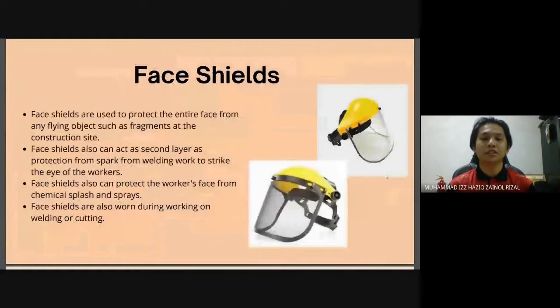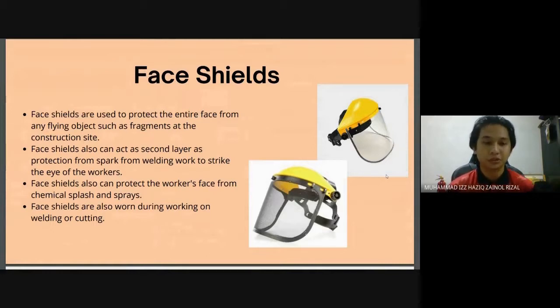Next is face shields. Face shields are used to protect the entire face from any flying objects such as fragments at the construction site. Face shields can also act as a second layer of protection from sparks from welding striking the eyes of the workers. So you must have seen welding workers, they wear a face shield to protect their face from the sparks.